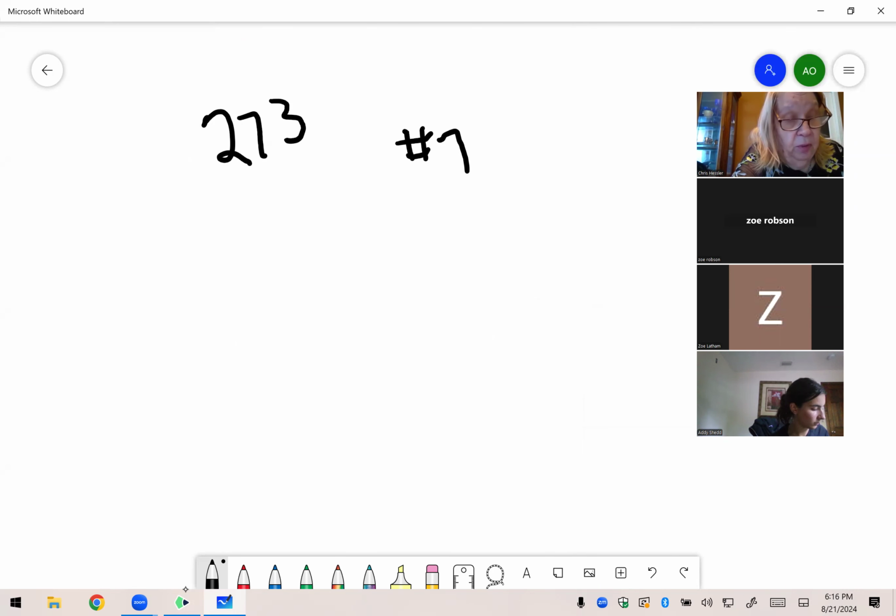Okay, a sample of 4th grade students was selected. I'm at the top of the page 273. I'll let you get there.